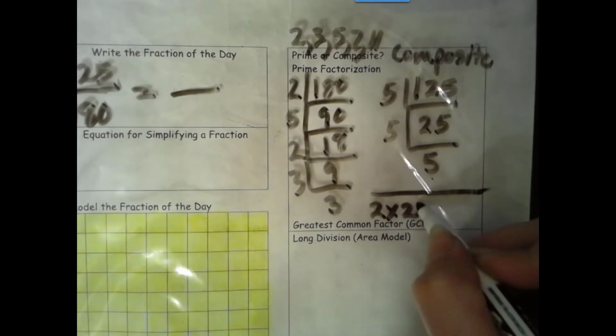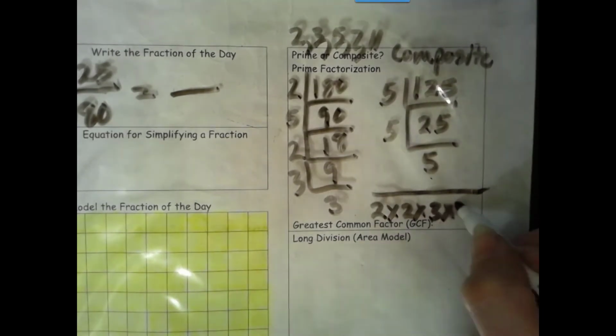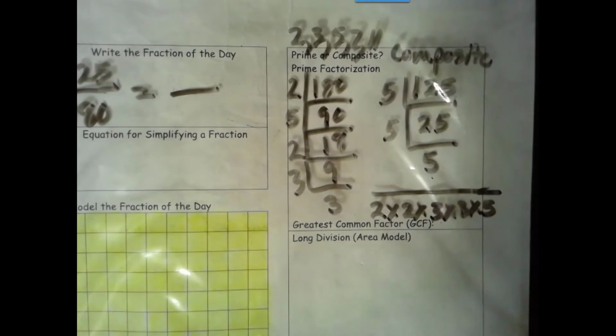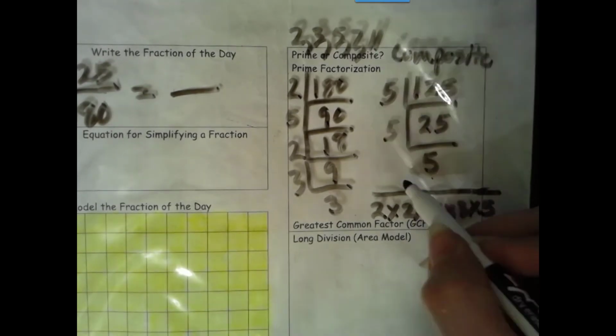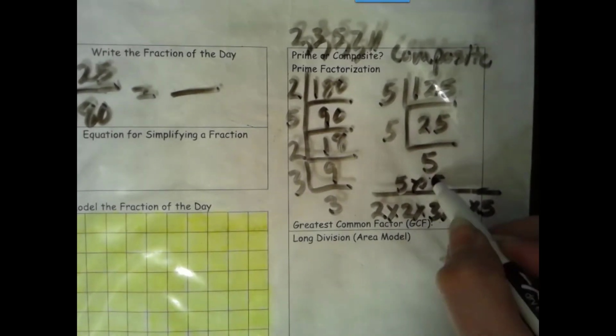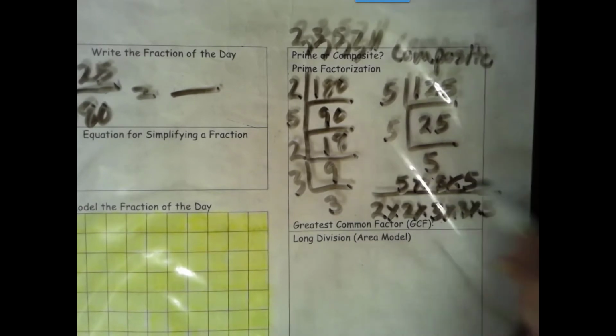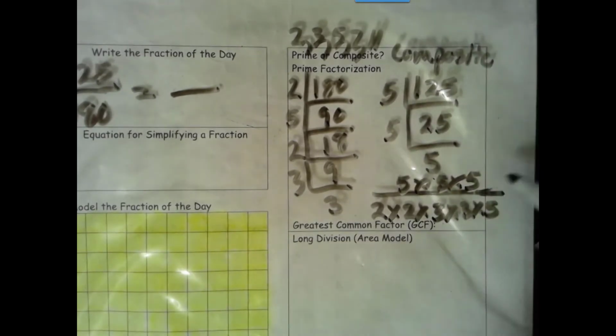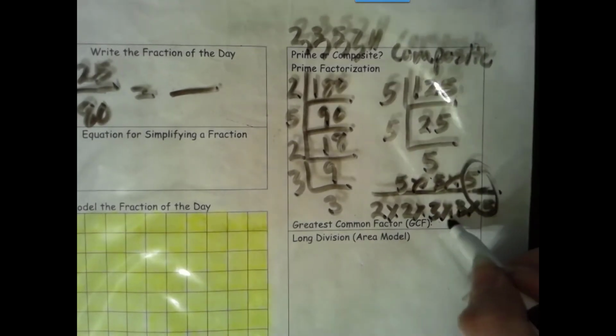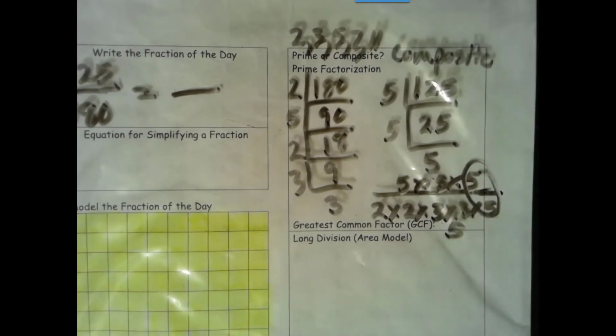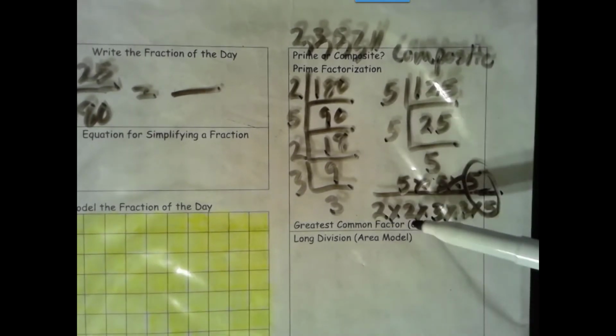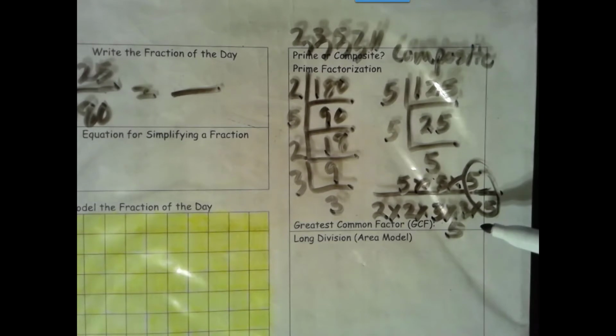2 times 2 times 3 times 3 times 5. We get down our prime factorization here. 5 times 5 times 5. It looks like we have our 5s in common. It's our greatest common factor, leaving 25 in the numerator. 2 times 2 is 4, times 3 is 12, times 3 is 36 in the denominator.